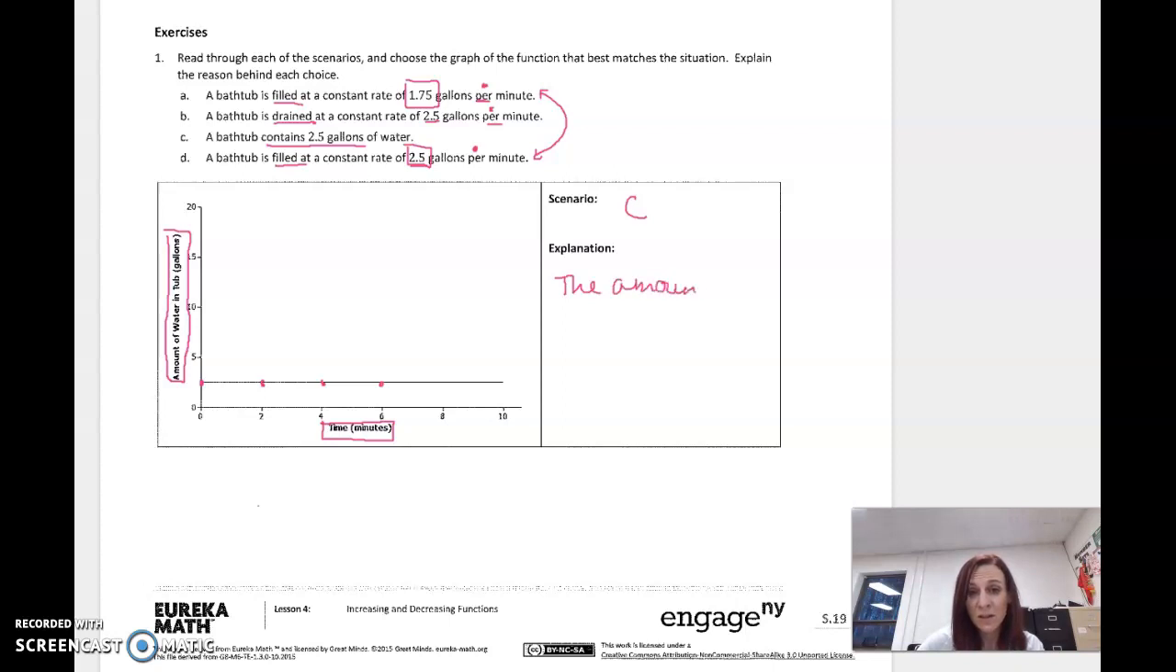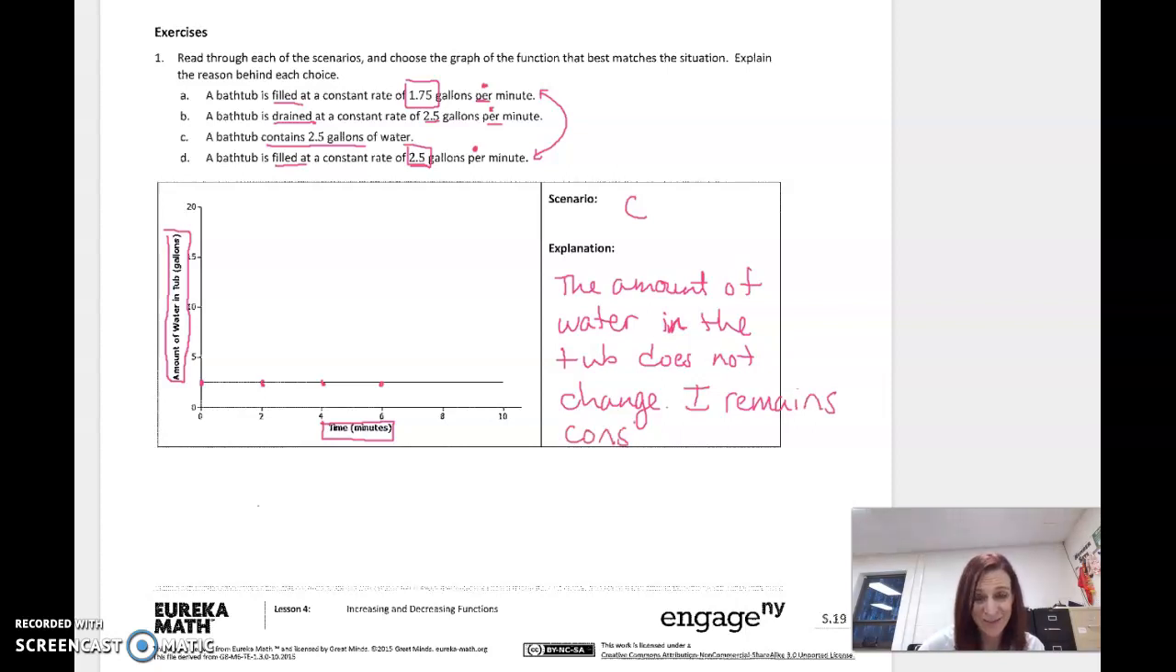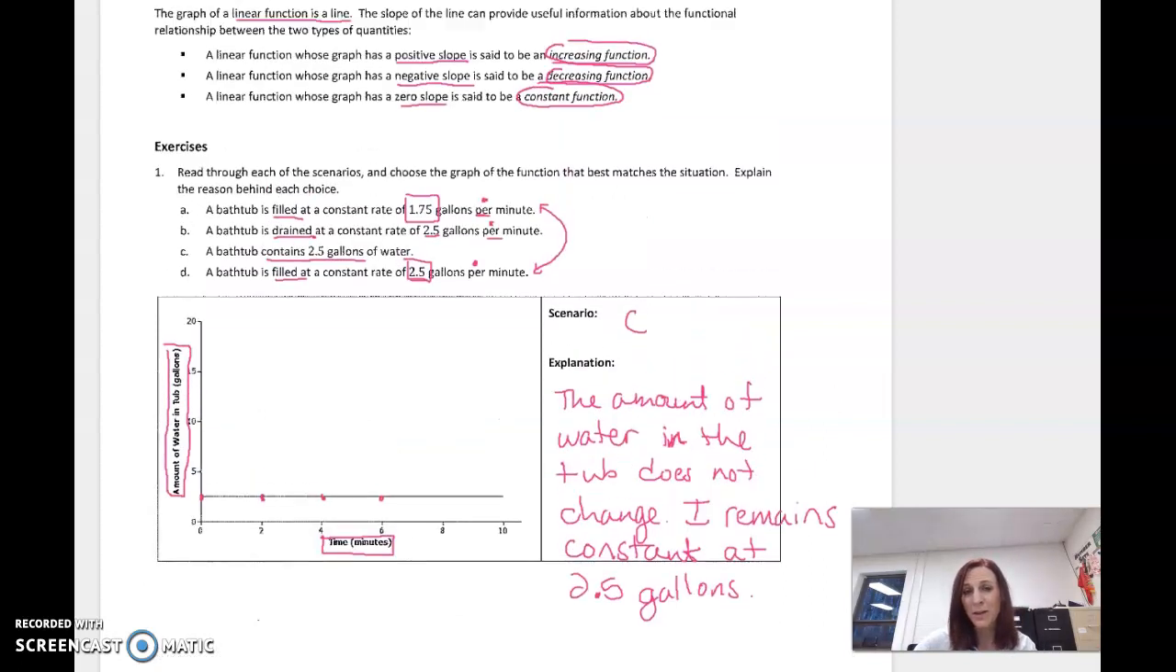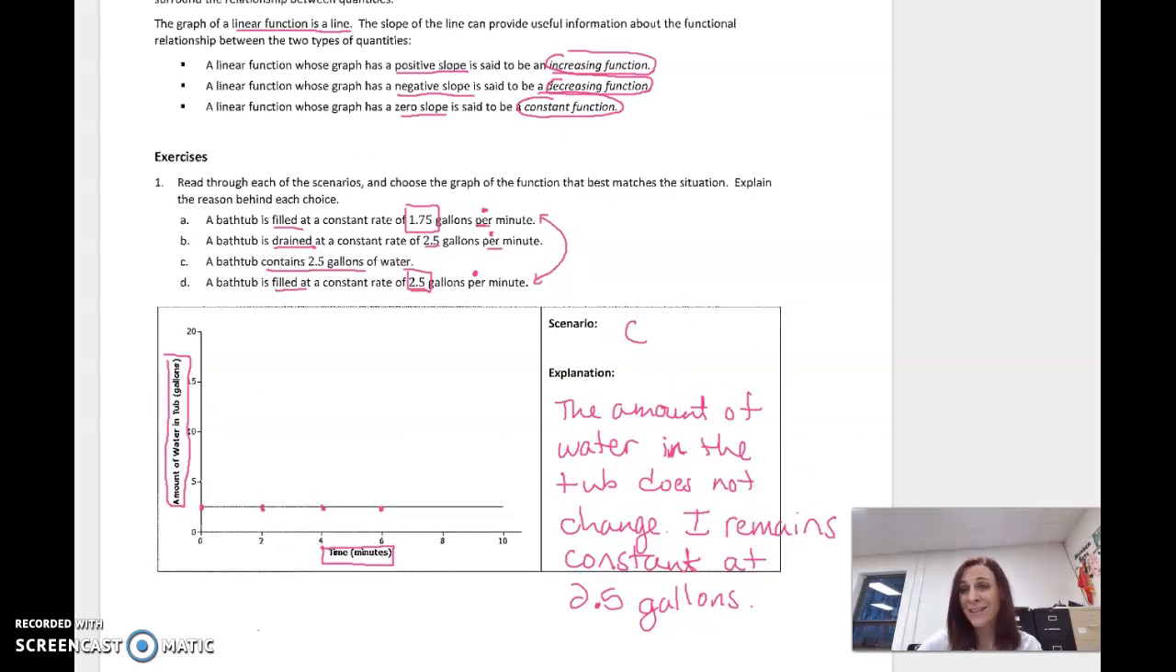The amount of water in the tub does not change. It remains, sorry, I'm writing big here, so I'm going to go outside the box. It remains constant at 2.5 gallons. That right there is why we have up here zero slope is said to be a constant function.